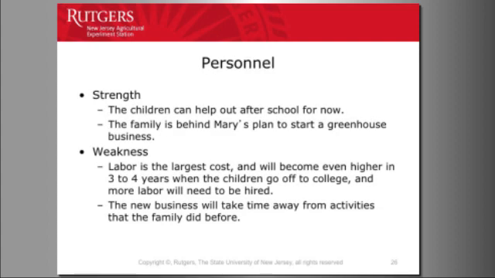The personnel. A strength is that children can help out after school for now, and the family's very much behind Mary's plan to start this business. A weakness is that labor is the largest cost. That's pretty much true of all greenhouse businesses, around 30 to 35%. And it's going to be even higher in 3 to 4 years when the children go off to college, and more labor would have to be hired once they're in college, and of course then they're going to be paying college tuition. So it's a new business, and it takes time away from activities that the family's done before. So now their hobby is going to be this greenhouse, their family time.